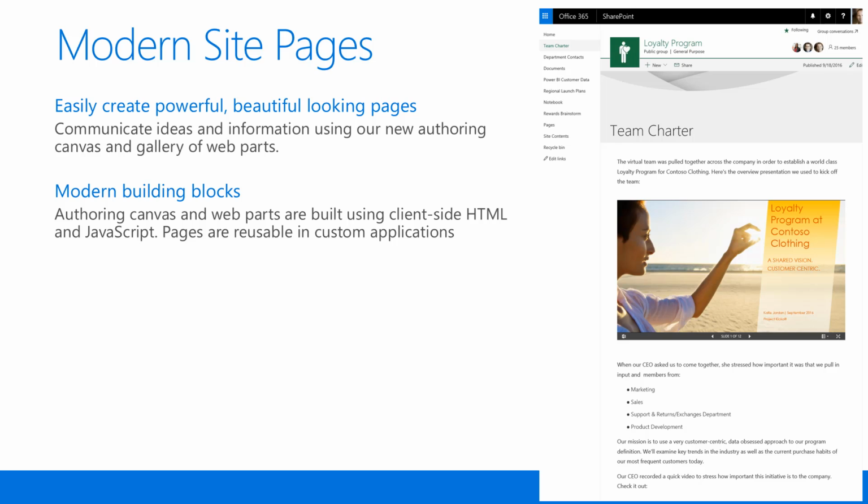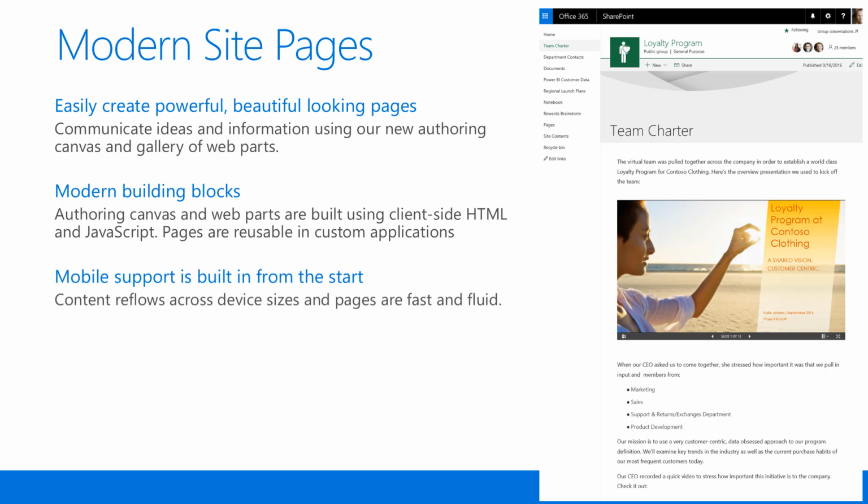The modern pages are built using modern building blocks. So the authoring canvas and web parts are built using client-side HTML and JavaScript. They are natively updating, or fluent, which means that there are no postbacks when you're updating the page or performing modifications. These pages are reusable in custom applications as well. Mobile support is built from the start, which is a big thing for us as well. We really want to make sure that these pages perform properly within any device the end users are using. So the content reflows across the device sizes and pages are fast and fluent.